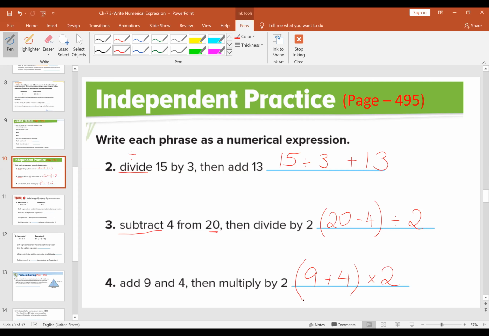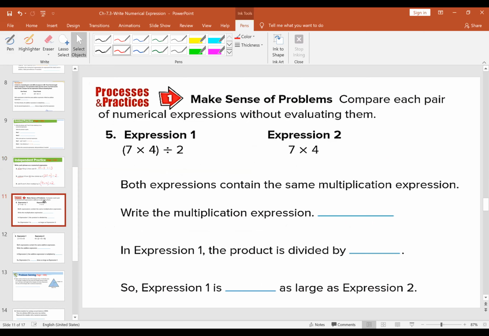Okay. The next question says, compare each pair of numerical expressions without evaluating them. You have expression 1 and expression 2. Both expressions contain the same multiplication. Now we need to compare these two expressions. Expression 1 and expression 2 have the same multiplication expression, which is 7 multiplied by 4. In expression 1, the product is divided by 2.